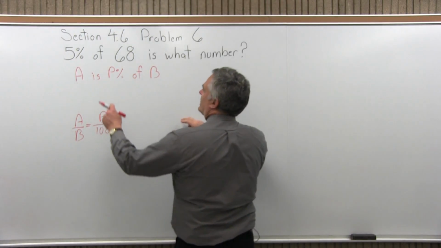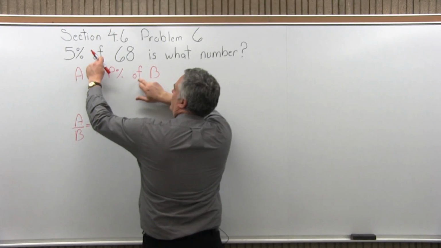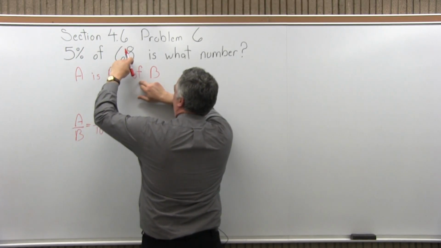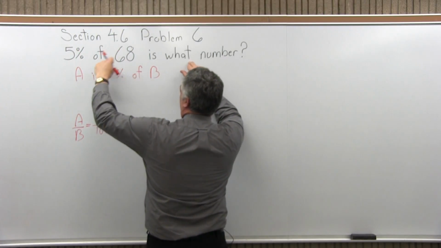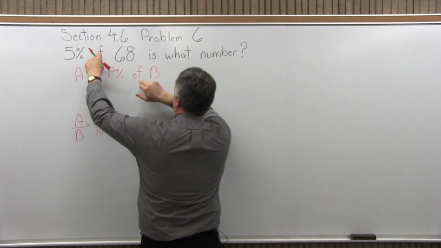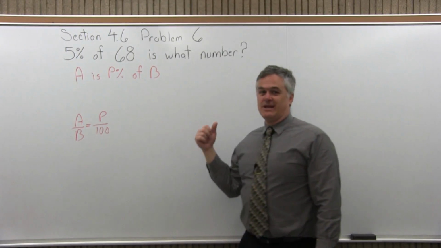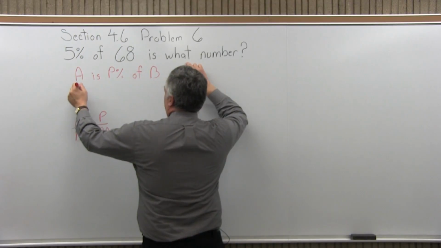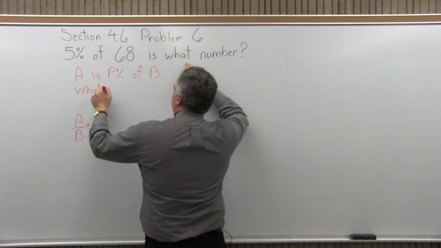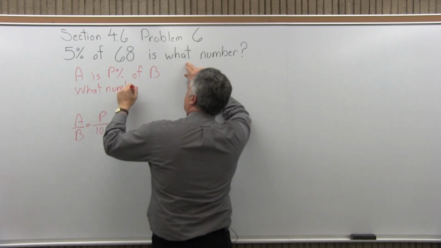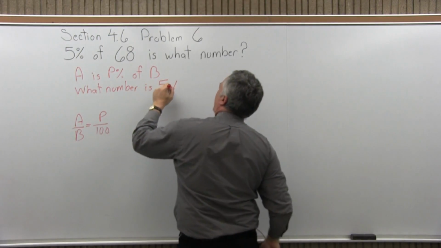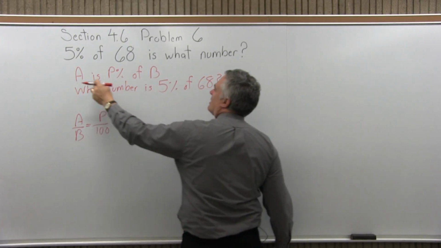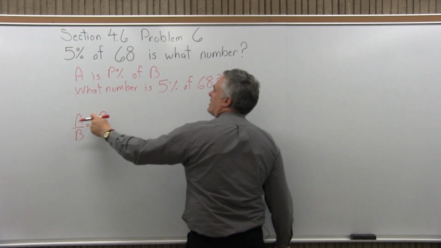When you have to reorganize it, what you want to do is lock in on that word percent, and that's going to give it to you. 5% of B is 5% of 68, so the what number is the A? That's what's going to come first. The "of" can't be moved. It has to be near the right end. So we can write the same sentence by saying what number is 5% of 68. That says the exact same thing, but it's organized in a way now where we can use the system.